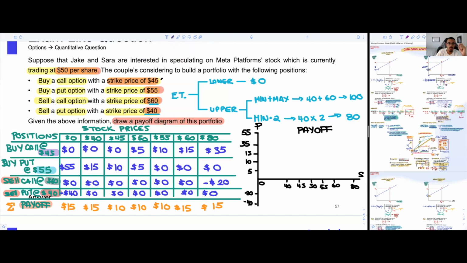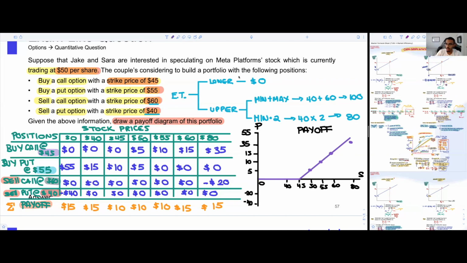Okay. And now that we have all of this, we're actually able to draw our payoff diagram for every single one of these positions and for our general portfolio. So if we look at the buy call position at 45 bucks, you notice that you're going to have a $0 payoff up until the stock price of $45. Then when the stock price is 50 bucks, you're going to have a payoff that's somewhere here. Then at 55 bucks, somewhere around here. And at 60 bucks, somewhere here. And at 80 bucks, right here. So we could actually draw this up as being something like this.